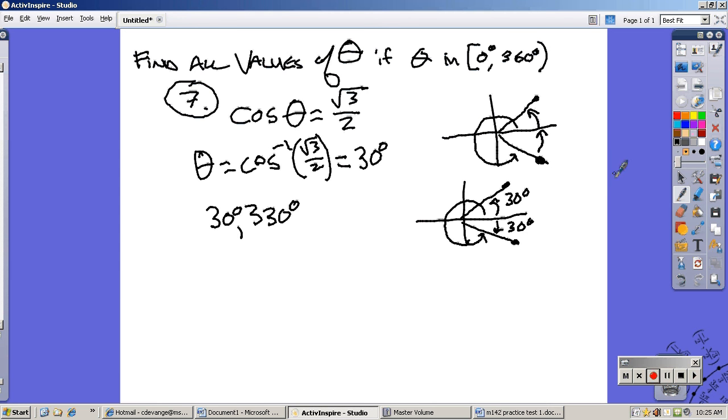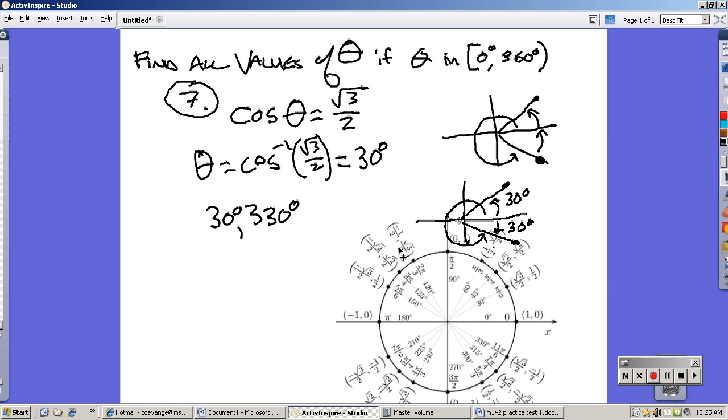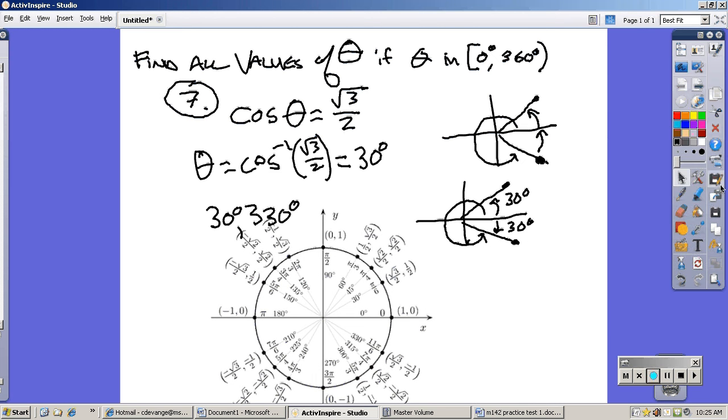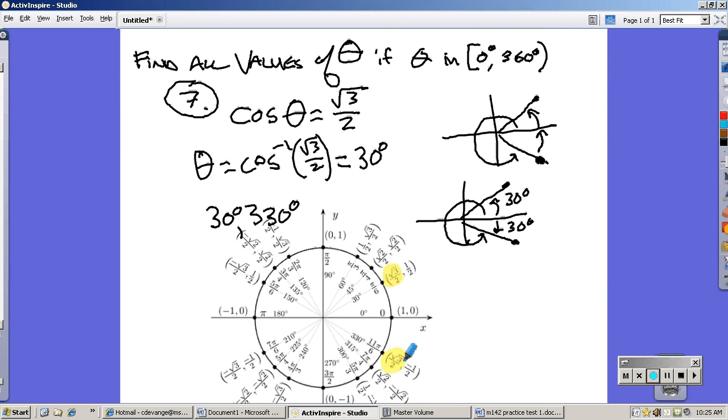Since root 3 over 2 is a pretty familiar value, I could check on my unit circle as well and see where it pops up. Cosine controls x. It's positive. What I want you to notice is, I'm going to highlight right here, and right here is when x ends up being root 3 over 2. Notice they have the same x value. They're lined up the same. So 30 degrees and 330 degrees. That's another way to look at it.